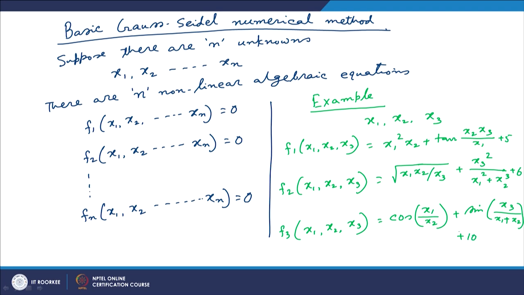Remember, here we have simply written these functions arbitrarily. All kinds of nonlinearity are there: a square, a tangent function, a cosine function, a sine function, a root, a cube. What we want to stress is that there is absolutely no limitation on the form which these functions f1, f2, fn can take. Now, having these original equations, what we do is we transform the original equations.